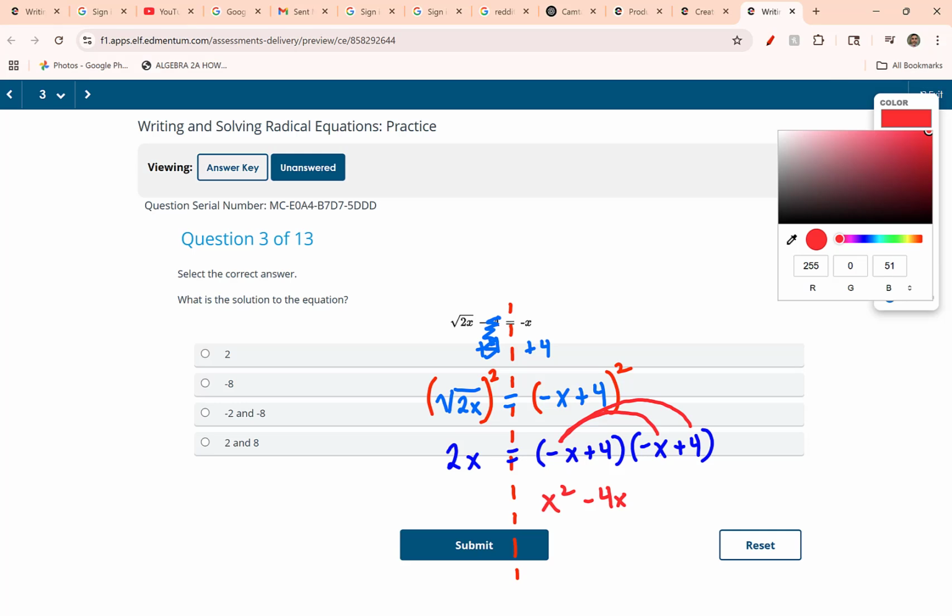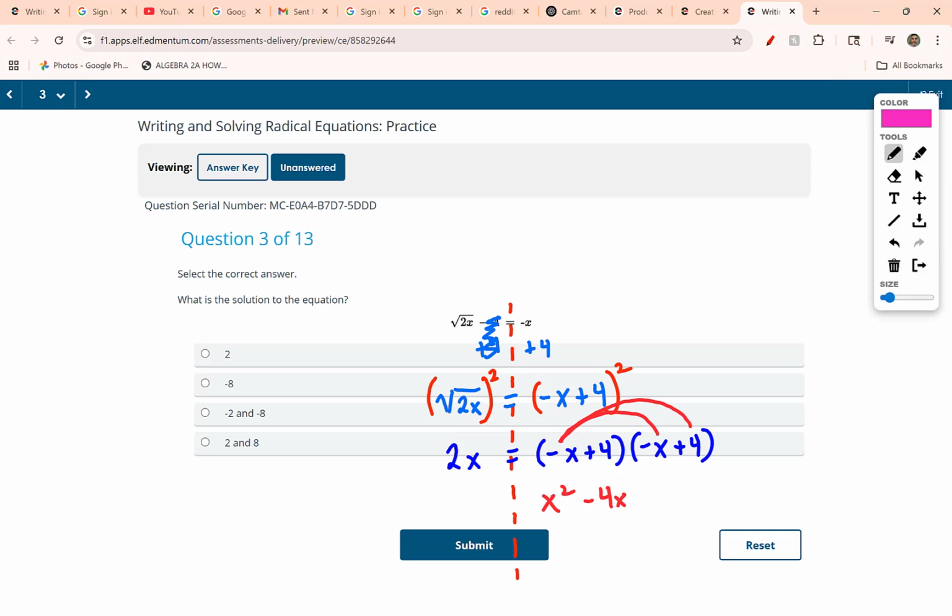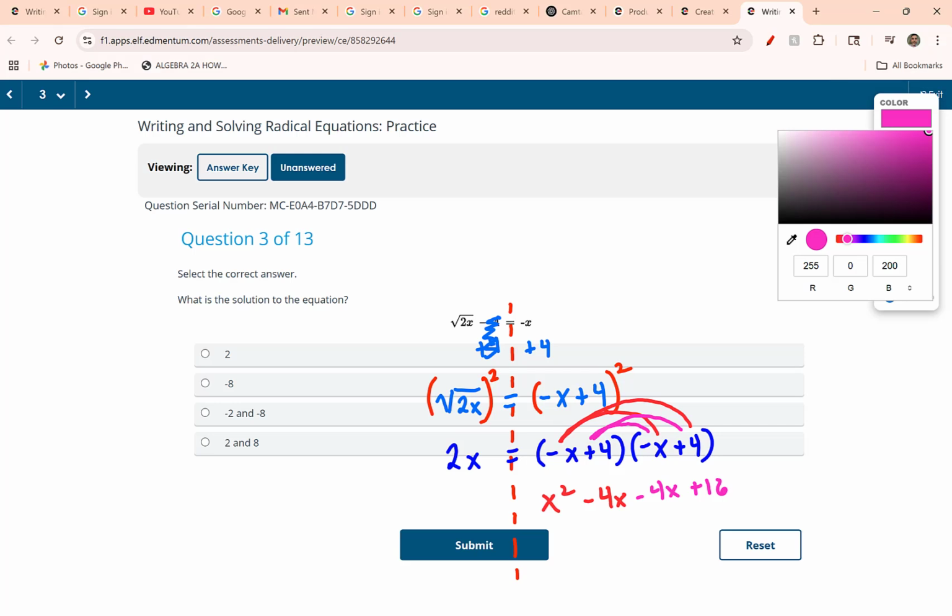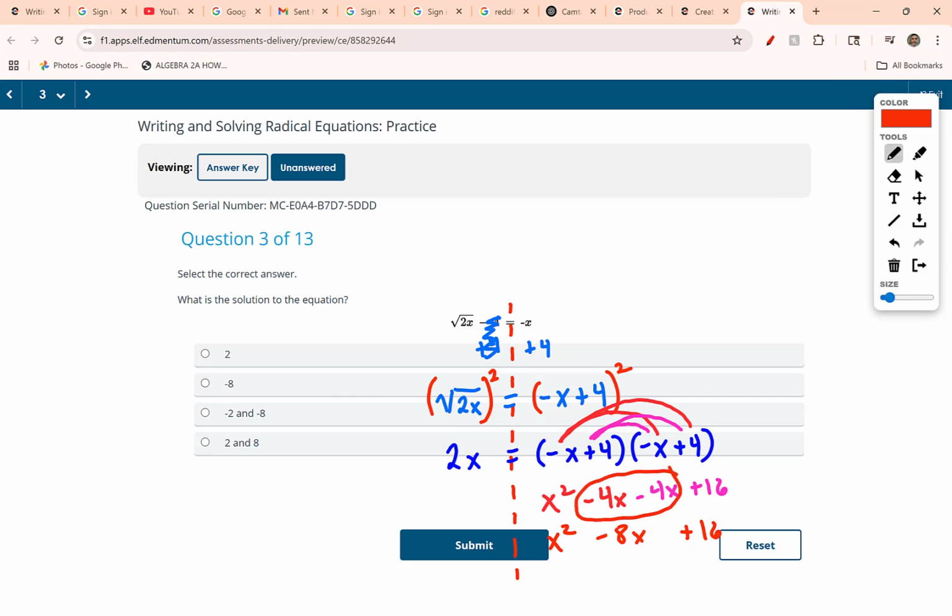No reason I'm doing this other than to avoid confusion, I'm going to change colors. Now I'm going to distribute the positive 4. Positive 4 times negative x is negative 4x. Positive times a negative is a negative. And then positive 4 times positive 4 is positive 16. Now we can add our like terms together here. We've got x squared minus 8x plus 16. We just combined these two terms right here to get the negative 8x.